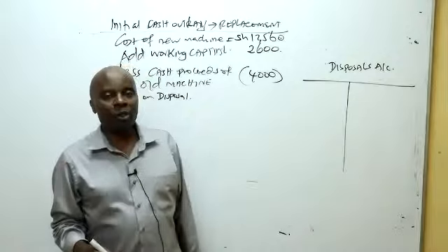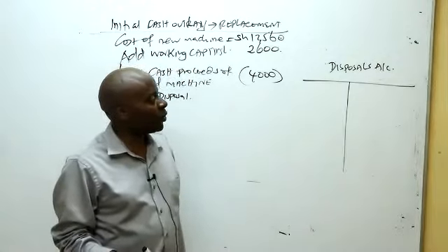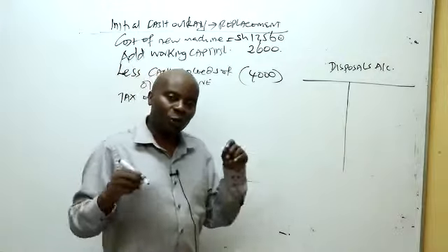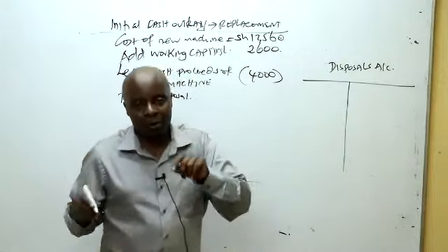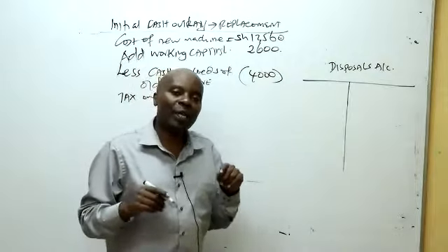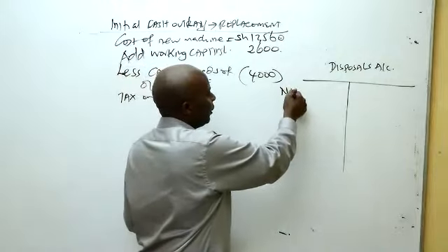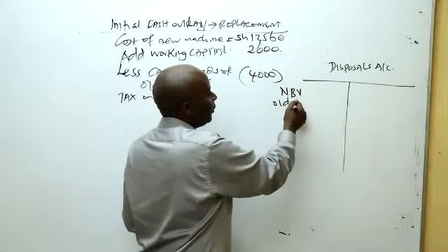So disposals account, ladies and gentlemen, what do we have here? I would want to know, this old machine that I'm going to dispose, am I going to make a profit out of it? Or in this case here, am I going to make a loss out of it? So I need the net book value of the old machine.